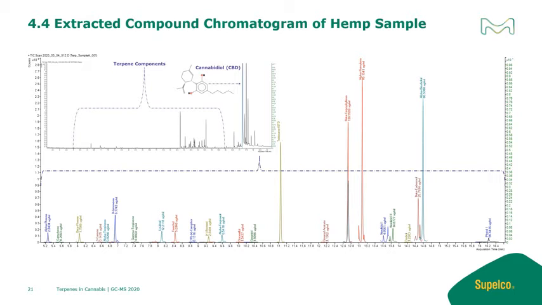Here we can take a look at the extracted compound chromatogram of the hemp sample. As you can see, we have tridecane with no interference right in the middle of the chromatogram, and we have our alpha pinene in the front and our phytol 1 and 2 in the back of the chromatogram. Phytol 1 and 2 would be very challenging to do via the headspace GC-MS technique. It's possible, but you're going to run into some issues in terms of using the high temperature on your vials as well as your transfer line for the headspace analysis.